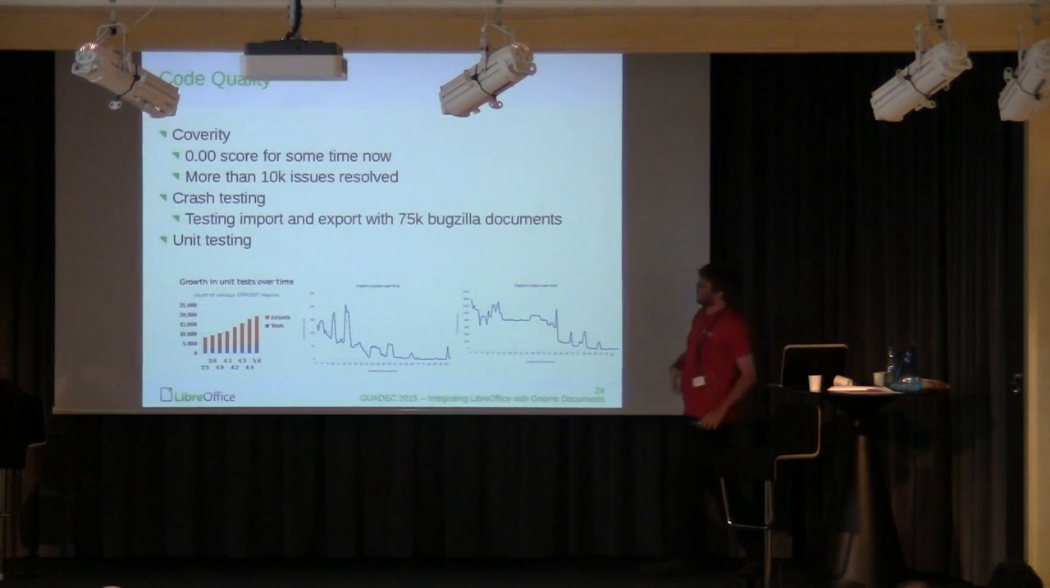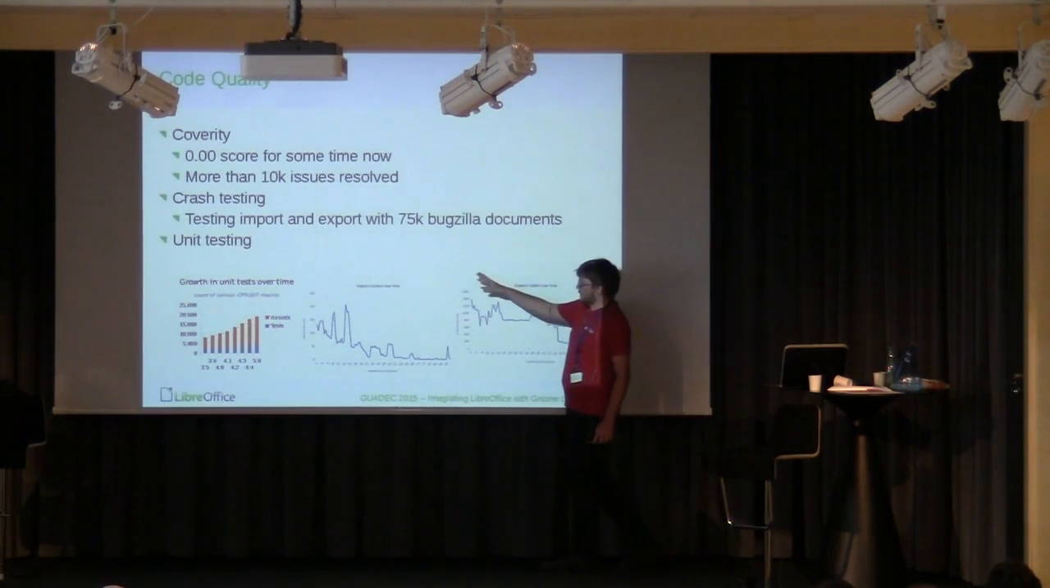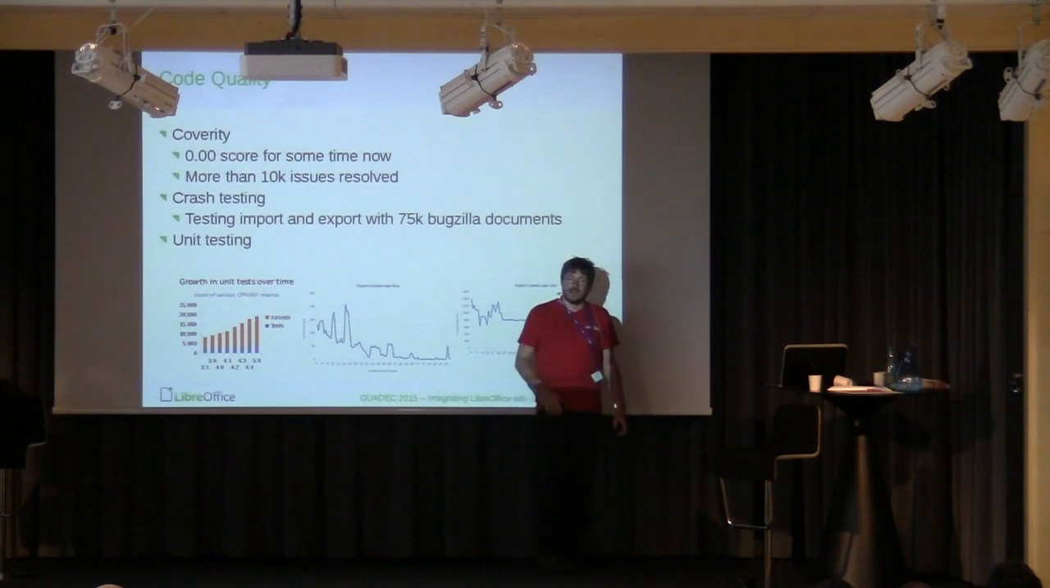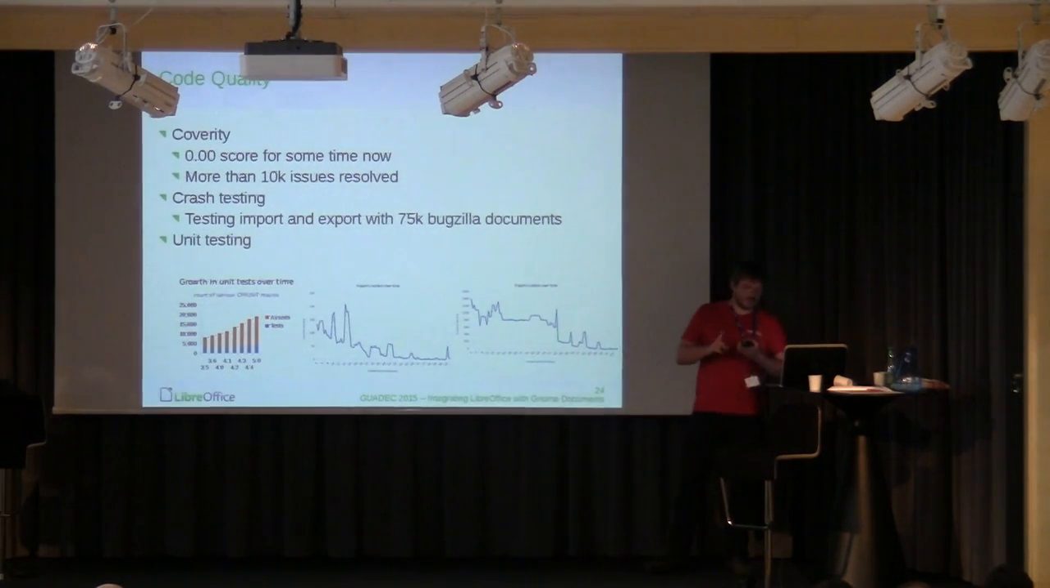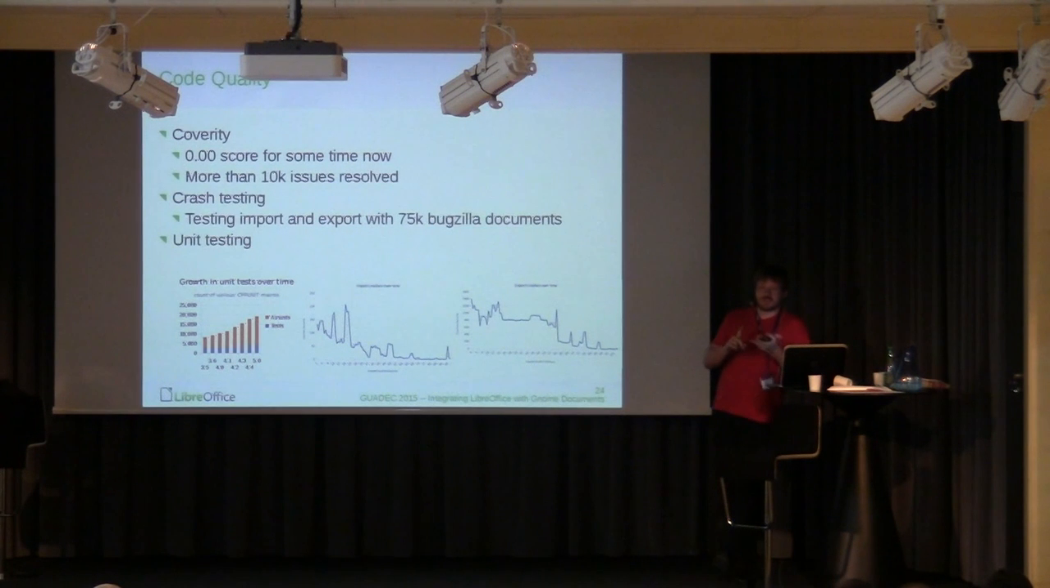We do regularly crash testing. We import, I think now it's 79,000 documents from different Bugzilla instances like ours, the GNOME one, the KDE one, the Mozilla one. We import them with a really paranoid build, assertions enabled. The standard template library is switched out for the debug one that has additional asserts. And we make sure that we don't crash during import or during export.